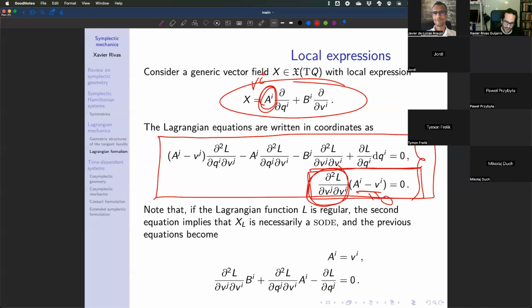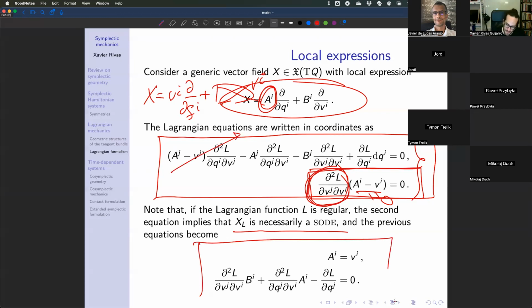So if the Lagrangian is regular, we obtain the SODE condition for free, because recall that every vector field with this local expression, with more things here on the velocities, is a SODE. So when the Lagrangian is regular, we obtain the second order condition for free. And substituting this upstairs in the first equation, this term vanishes, and we obtain these equations here. These are the Euler-Lagrange equations.